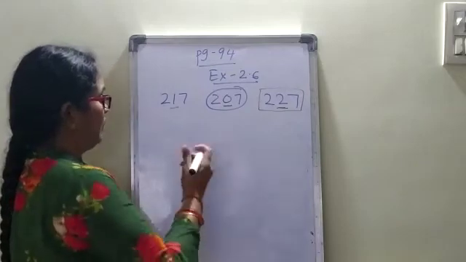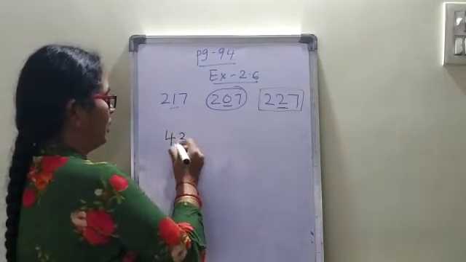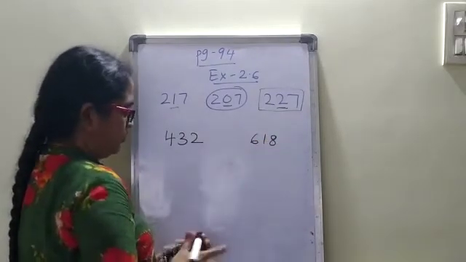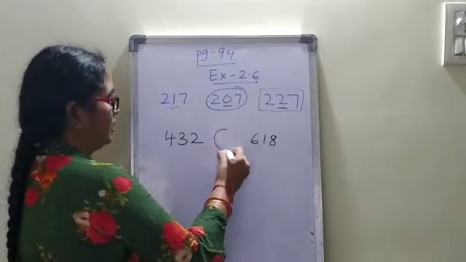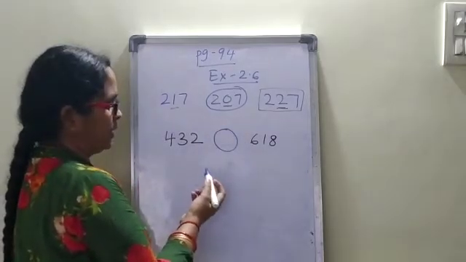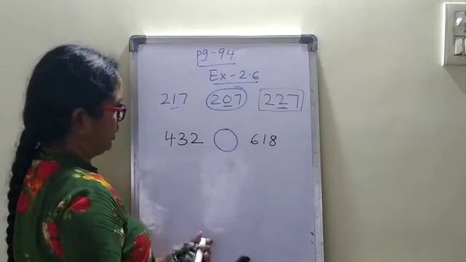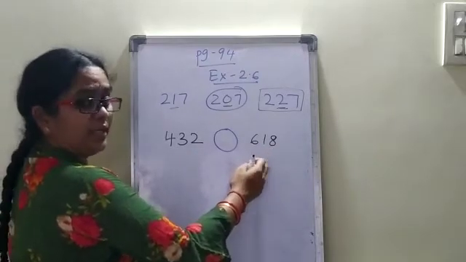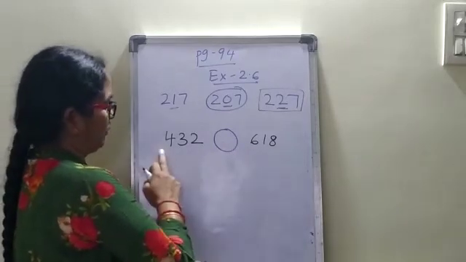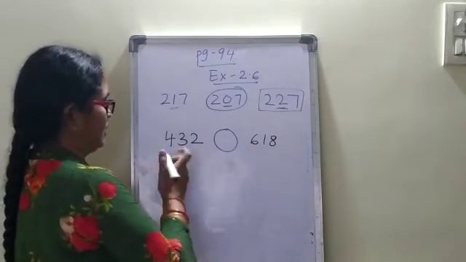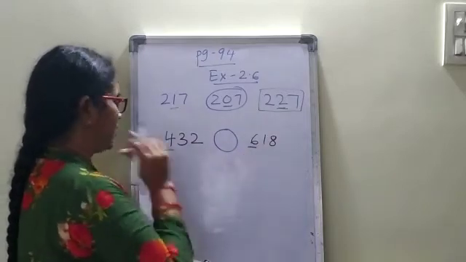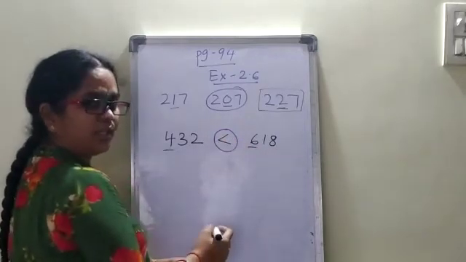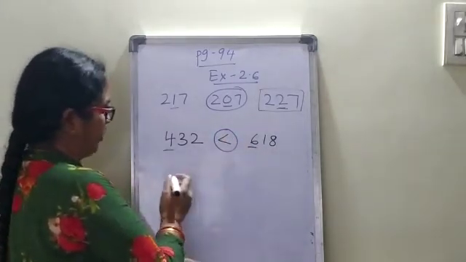Another one, you will be given 2 numbers like 432 and 618, and you will be asked to write a symbol, either less than, greater than or equal to. So here what will you get, children? 432 is less than or greater than 680. Compare these 2 numbers. So how to compare? First go to the hundreds place. Here in the hundreds place we have 4, here you have 6. So 432 is less than 680. So this is the second type of problem you have.